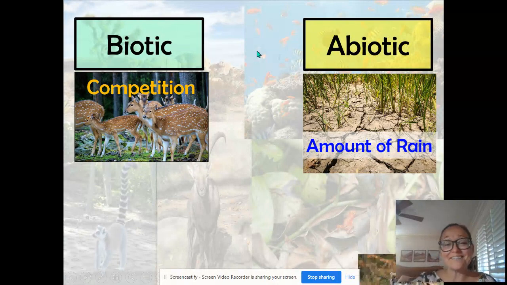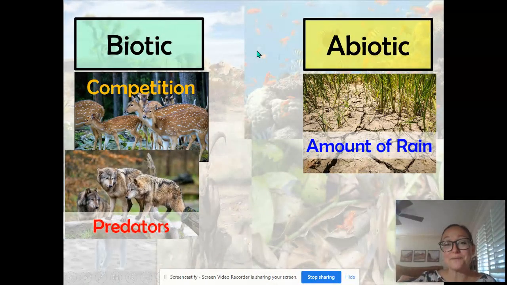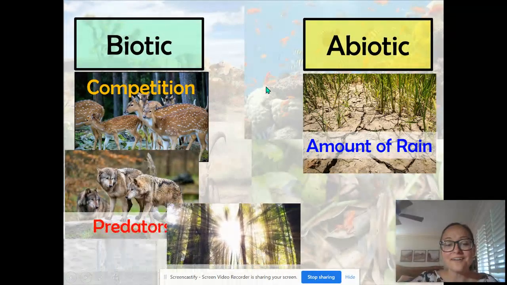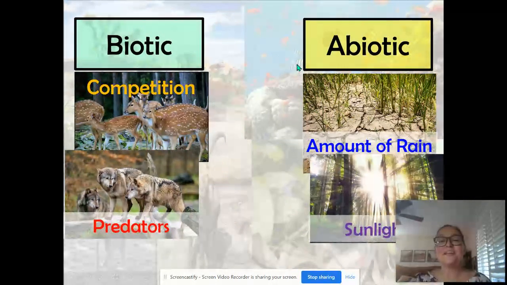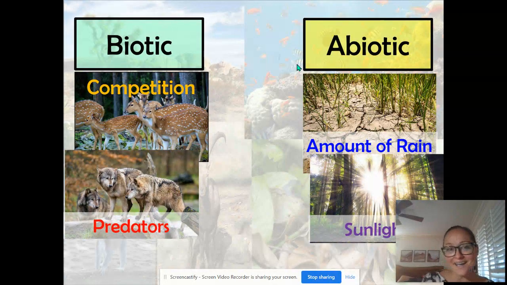Okay, and then you have things like predators, which would be biotic, and that will limit how big a population can grow. Available sunlight would be abiotic, and rocks and soil would be abiotic, and then disease and parasites would be biotic. You can keep on going with this, but living is biotic, not living is abiotic. Okay.